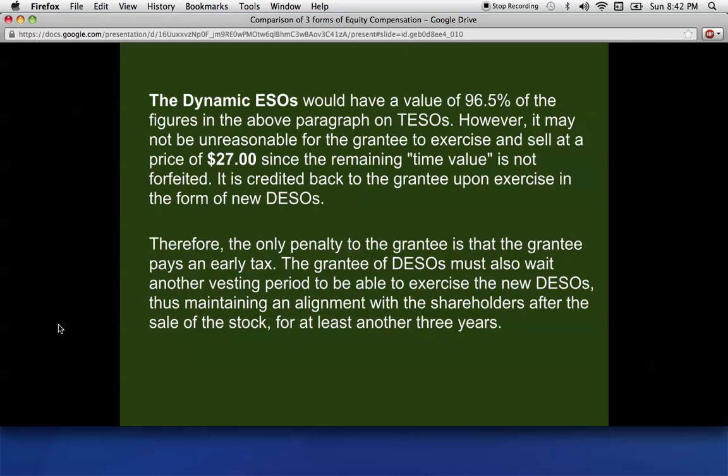The grantee of the dynamic employee stock options who receives these new options on exercise must also wait another vesting period to be able to exercise the new dynamic employee stock options, and he thus maintains an alignment with the shareholders after the sale of stock for perhaps at least another 3 years.